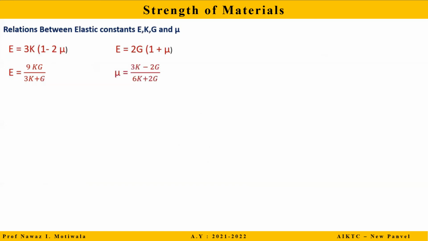And lastly, there is one more relation, which is for mu. Mu means the Poisson's ratio. So Poisson's ratio in terms of K and G is given by 3K minus 2G divided by 6K plus 2G. So these are the important relations.